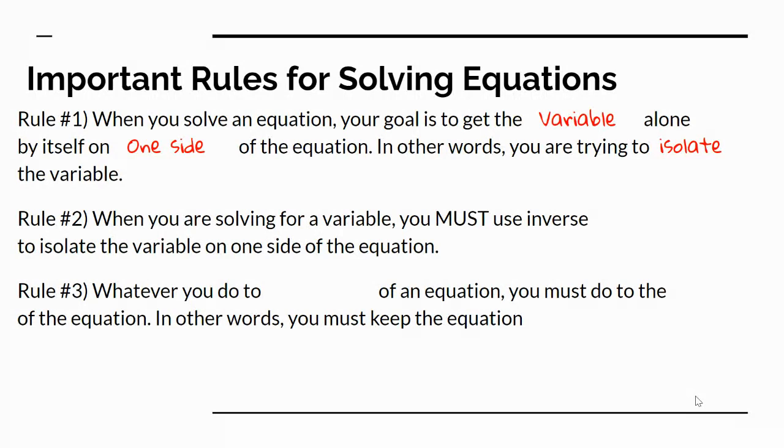Rule number 2, when you are solving for a variable, you must use inverse operations, right? So if you see addition, you use subtraction. If you see subtraction, you use addition, and vice versa with multiplication and division. Whatever you do to one side of an equation, you have to do to the other side of the equation, and this keeps the equation balanced.